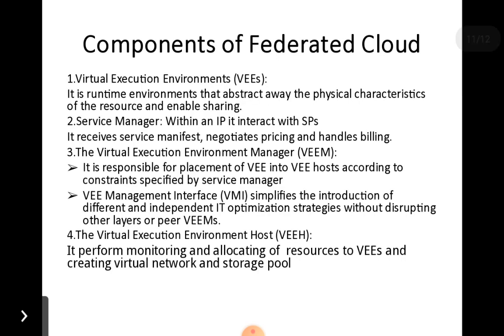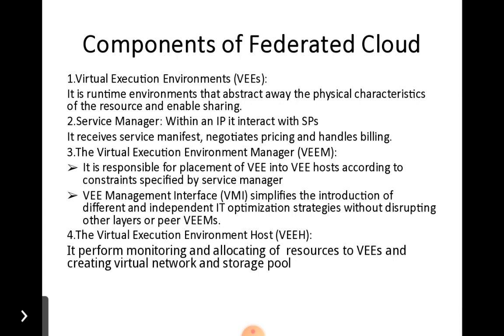Now four major components of federated cloud computing are virtual execution environment, service manager, virtual execution environment manager, and the virtual execution environment host. First is virtual execution environment. It is a runtime environment that abstracts away the physical characteristics of the resource and enables sharing. Second is service manager. Within an IP, it interacts with service providers. It receives service manifest, negotiates pricing and handles billing.